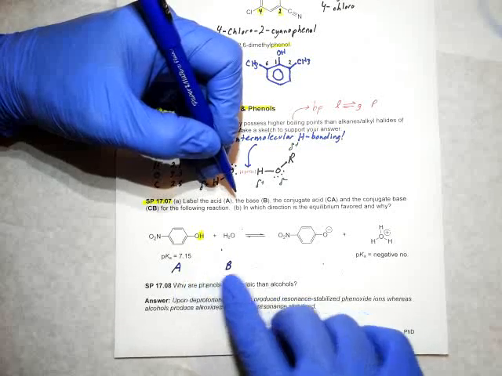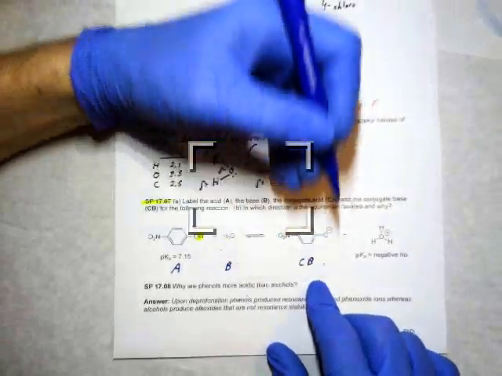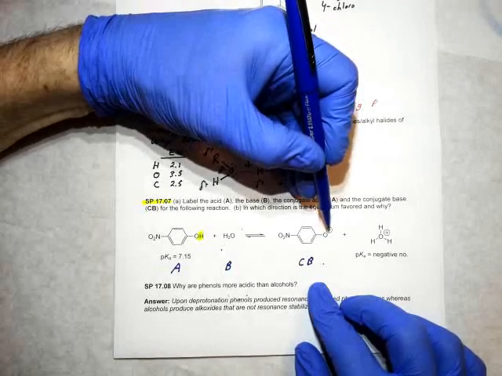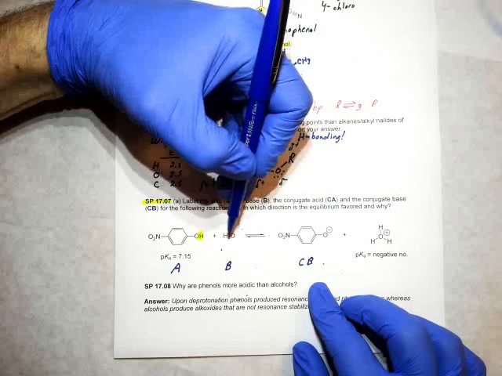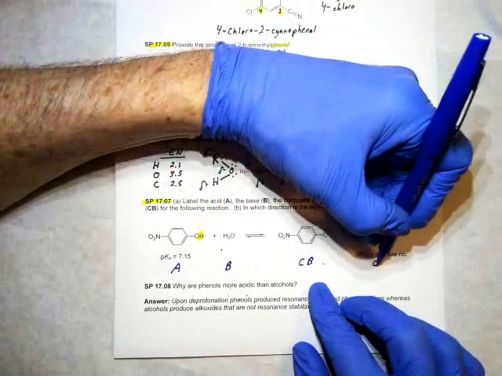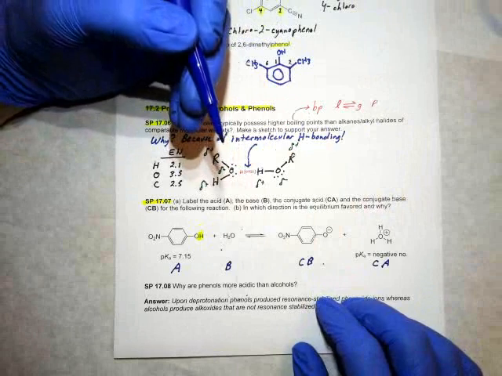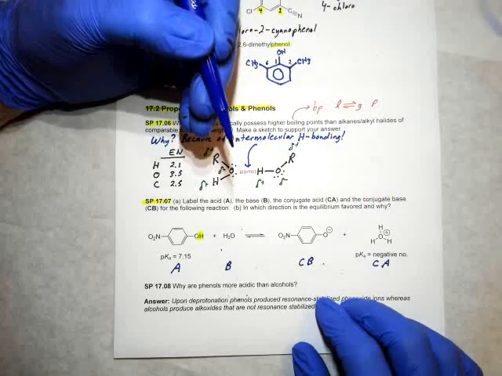Folks, the acid always becomes what? The conjugate base. And you can tell that partly because it bears a negative charge. What became of our base? It became the conjugate acid. So this is a designation of the acid, the base, the conjugate base, and the conjugate acid.